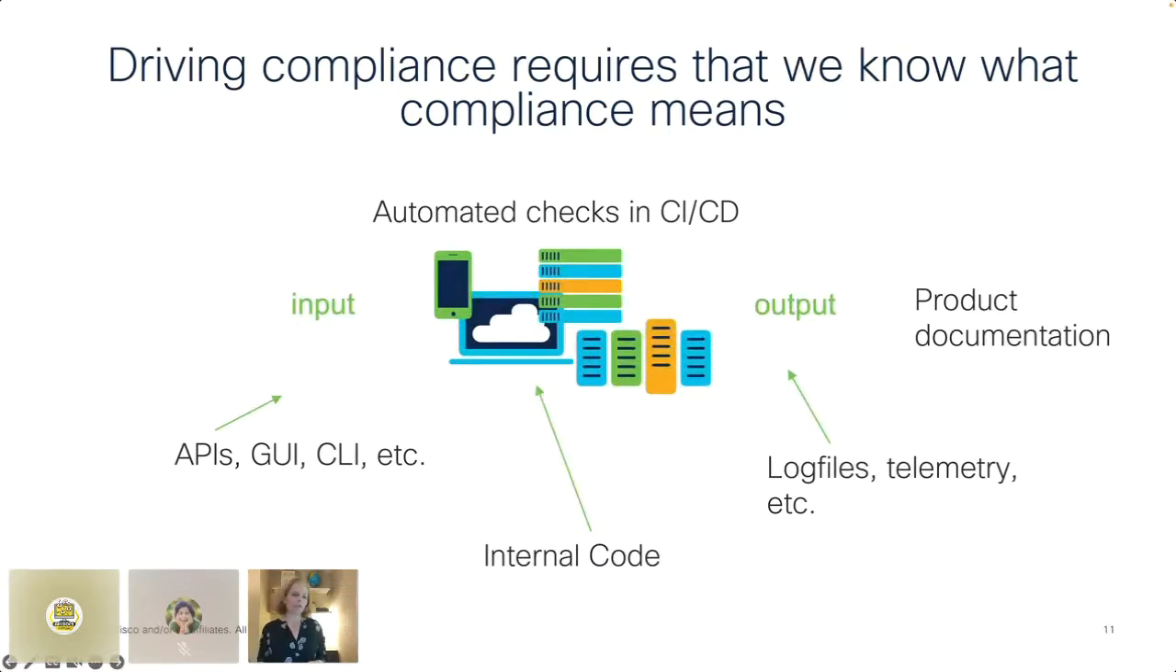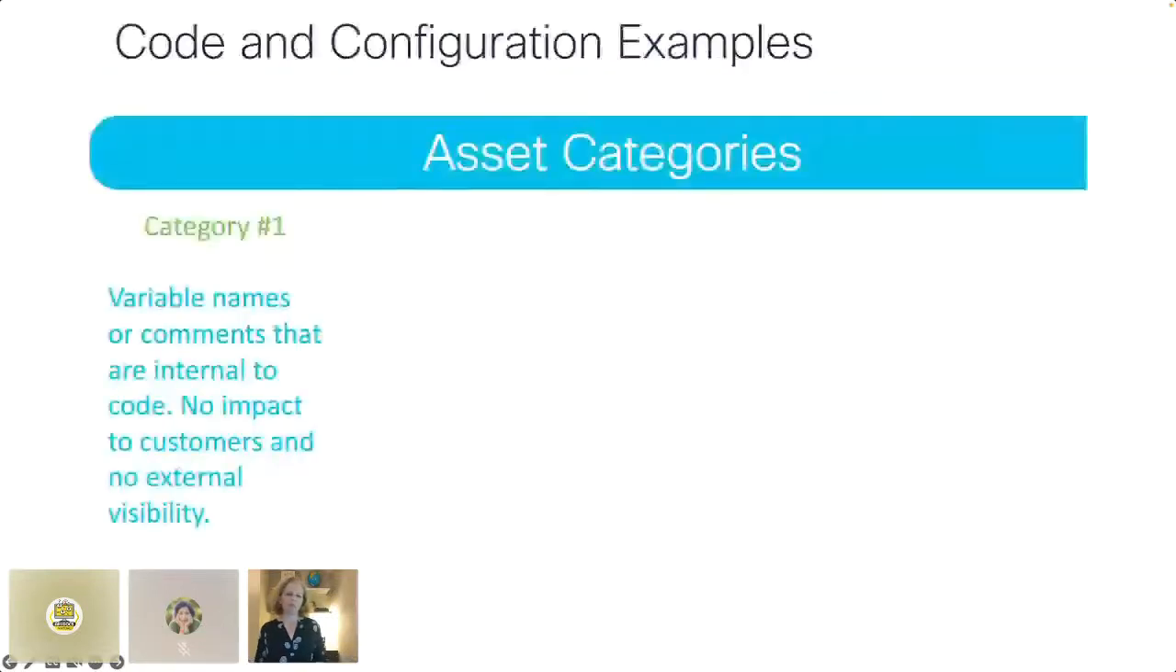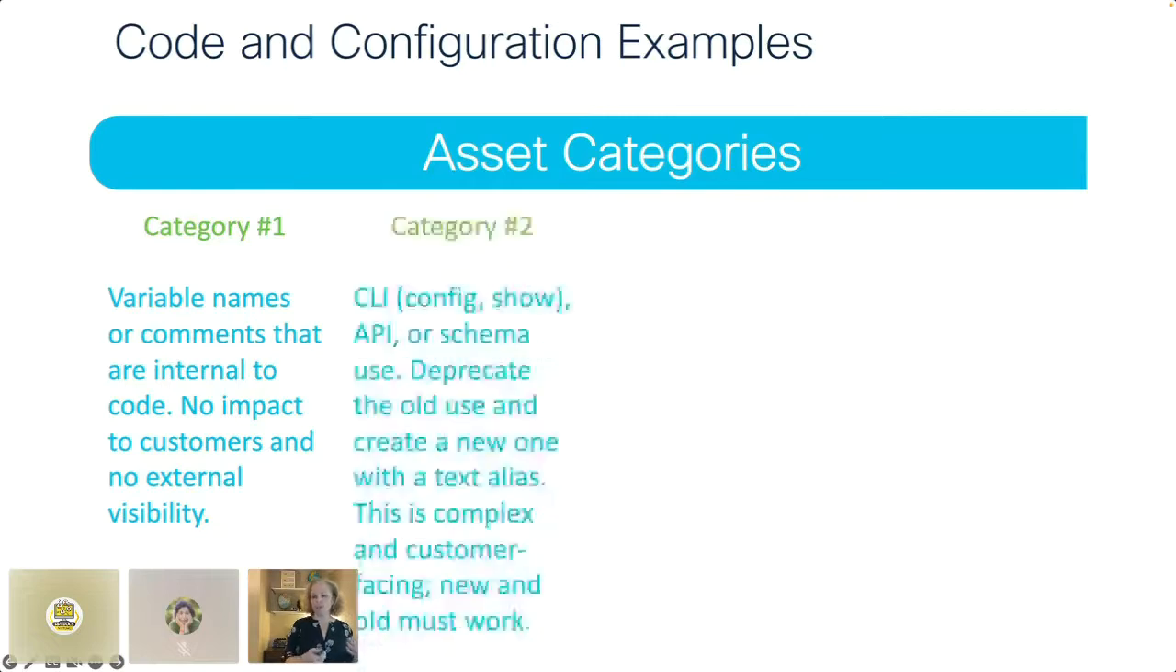What else we've done with teams is a categorization exercise so that we all are using the same categories. The first category is variable names. Anytime you're using code, of course you're using variables. And maybe there are also comments that have these terms. These aren't really externally visible, and so those are category one. Teams make a plan, perhaps with a justification for timing, for how they're going to handle category one.